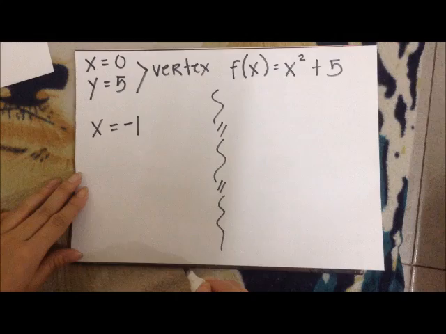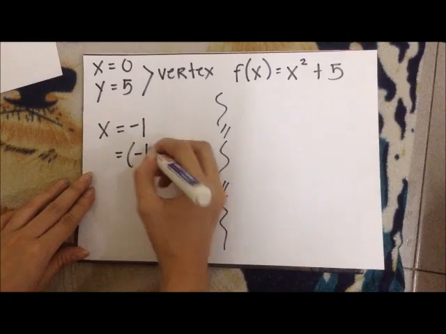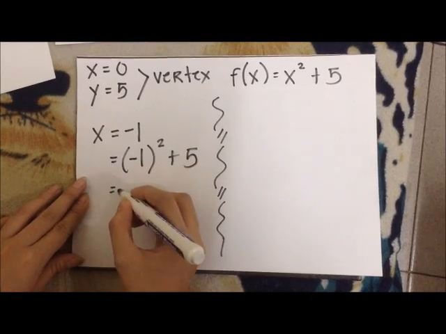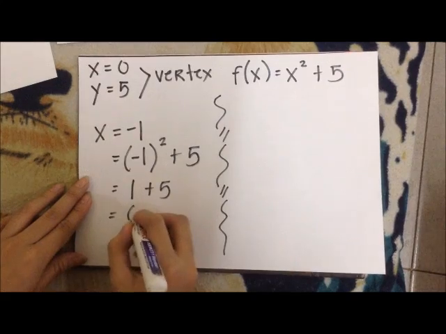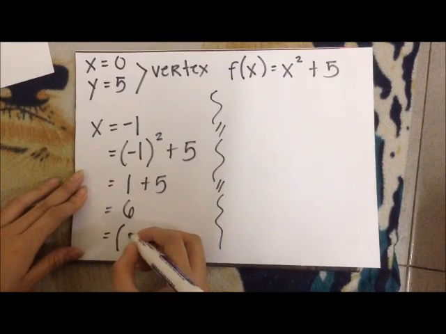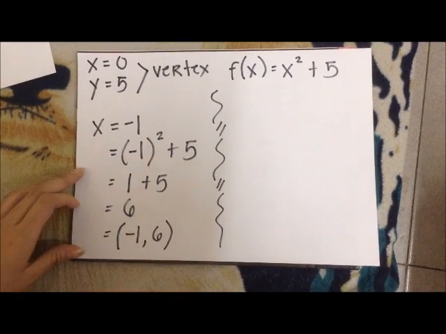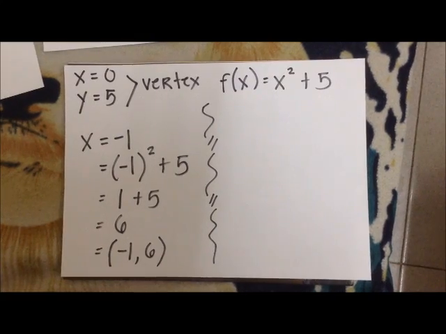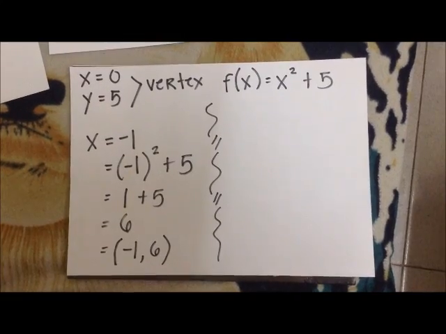And now we substitute it into the quadratic function. Negative 1 squared is equal to 1 plus 5 equal to 6. For our second point, we have x as negative 1 and 6 as y. And for our third and last point, we must think of a value that is higher than 0. And for this problem, I'll use the value of 1.